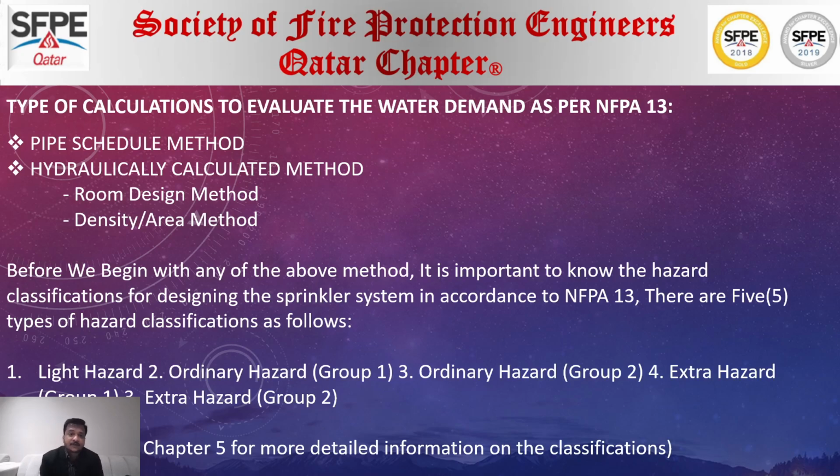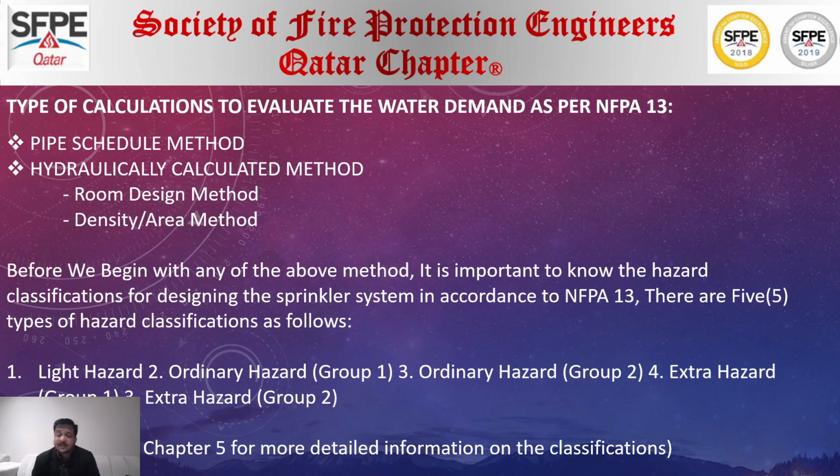So there are two types of calculations mentioned in NFPA 13 to evaluate the water demand. The first is the pipe schedule method, and the second is the hydraulically calculated method. The pipe schedule method was invented first, then the hydraulic calculation method was invented in the late 1970s. The pipe schedule method is a straightforward exercise. There are some tables provided in NFPA 13. We have to follow the tables regarding the flow rates, and there are also tables with regard to the pipe size based on the number of sprinklers. Whereas the hydraulically calculated method uses a density area chart.